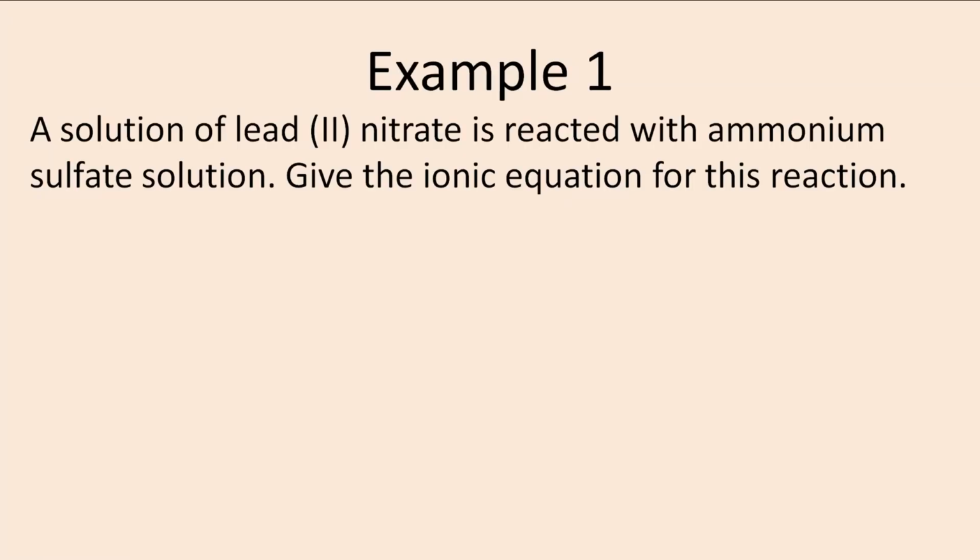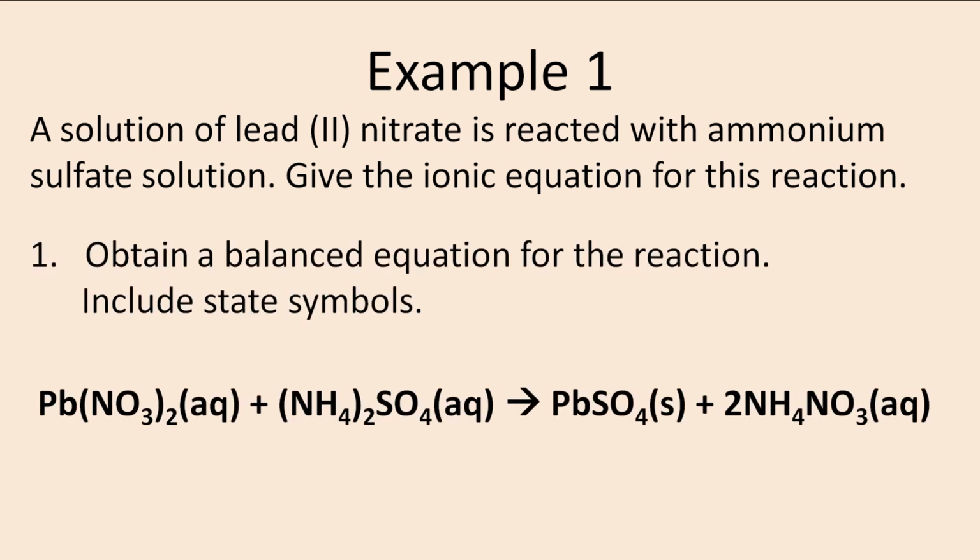In this tutorial, we will look at how to determine the ionic equation for a given reaction. In the first example, we will look at the reaction between lead(II) nitrate and ammonium sulfate solutions. The first step is to write the balanced symbol equation for this reaction.